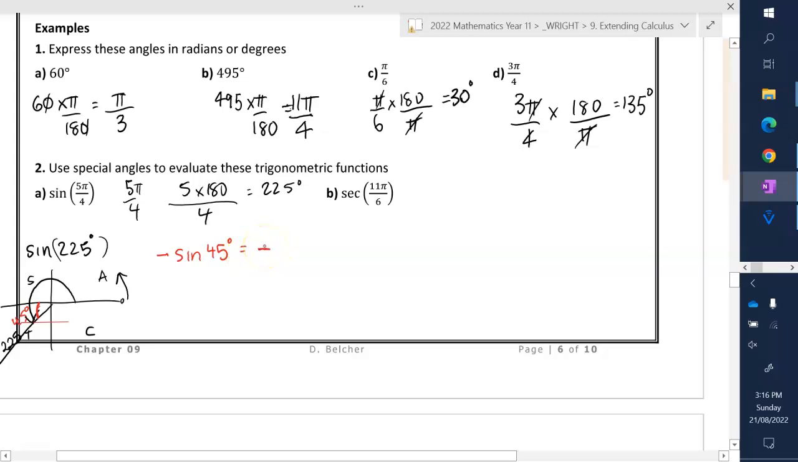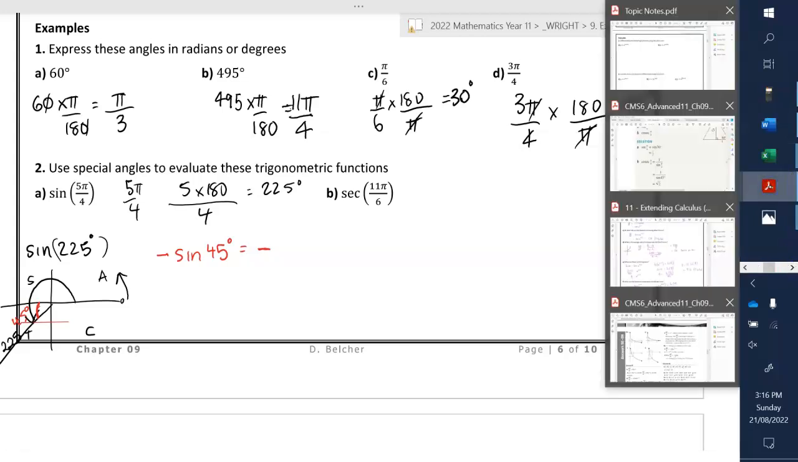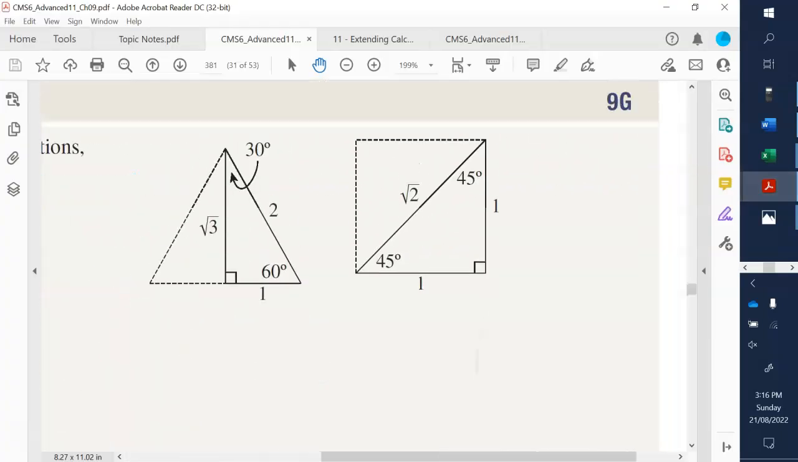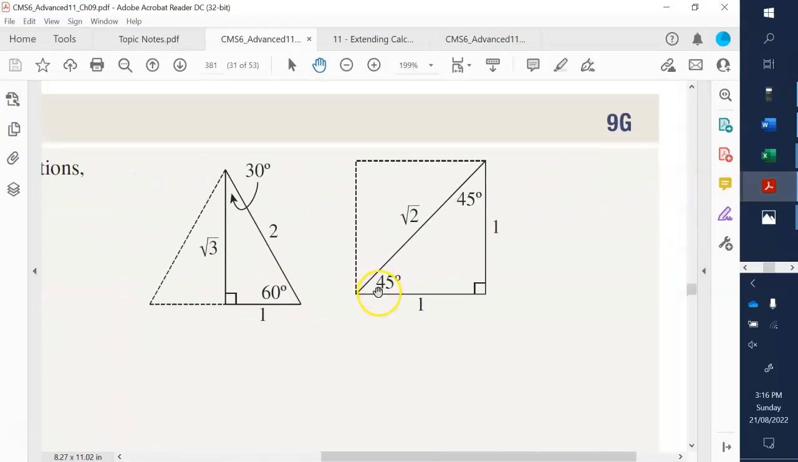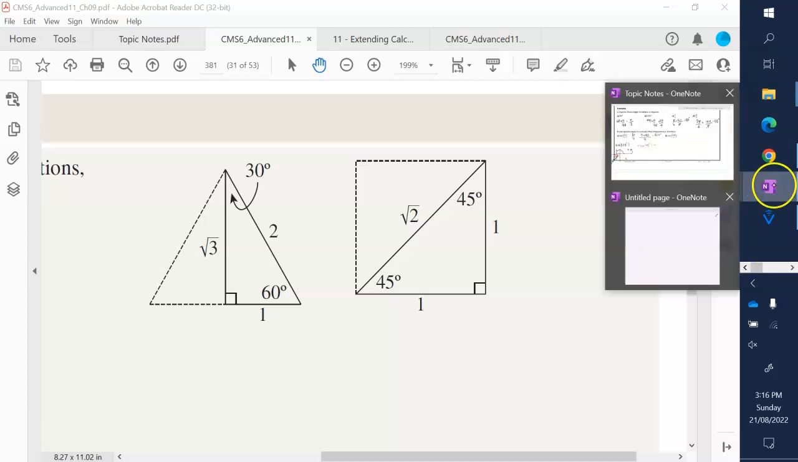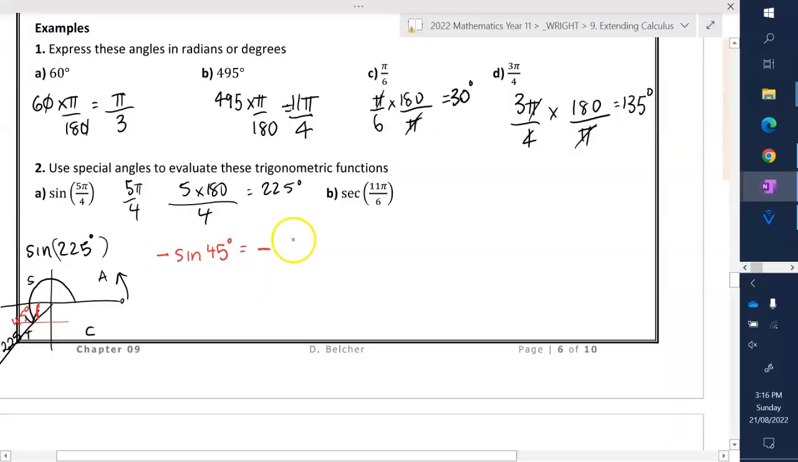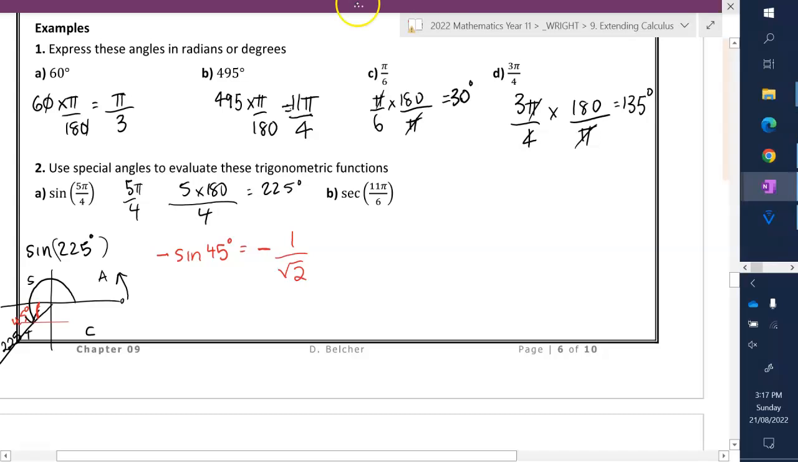Let's think of those special value triangles again. Sine of 45, let's jump back to where they were in our textbook. Here they are here. Sine of 45, sine was the part of SOHCAHTOA, opposite and hypotenuse, so 1 over root 2. Jump back in there again. So minus 1 over the square root of 2. Okay, let's have a look at V now.